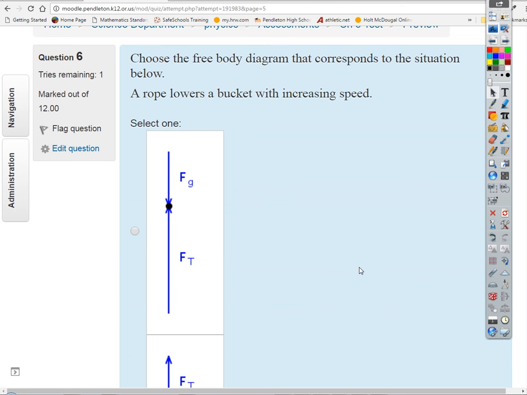Okay, how about this one? A rope lowers a bucket at increasing speed. So in what direction is the acceleration acting? Down. So in what direction is the net force acting? Down. So that means which arrow, the up or the down arrow, should be bigger? The down.